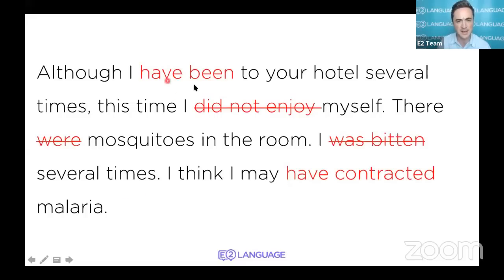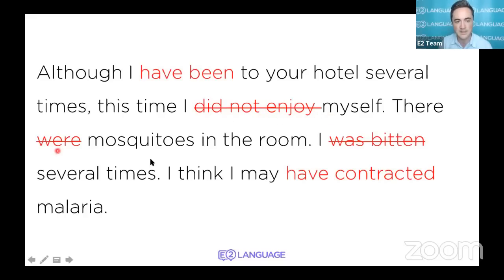Let's have a look. So have been. I have been to your hotel several times. Currently relevant. It's pulling something from the past, a past experience, into the present because it's currently relevant. Although I have been to your hotel several times, this time I did not enjoy. So we've got a negative for did not enjoy. We've got a negative past fact. It's a past fact, but this time you did not enjoy it.